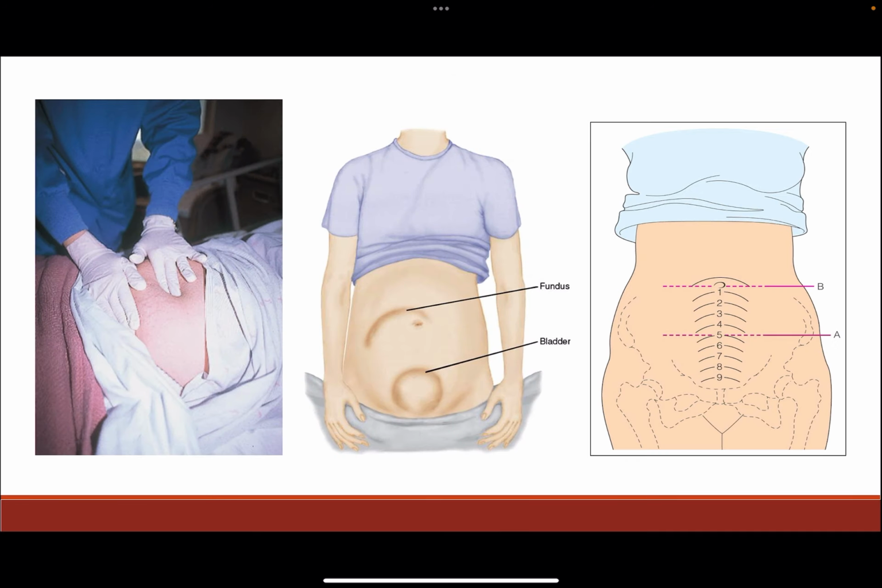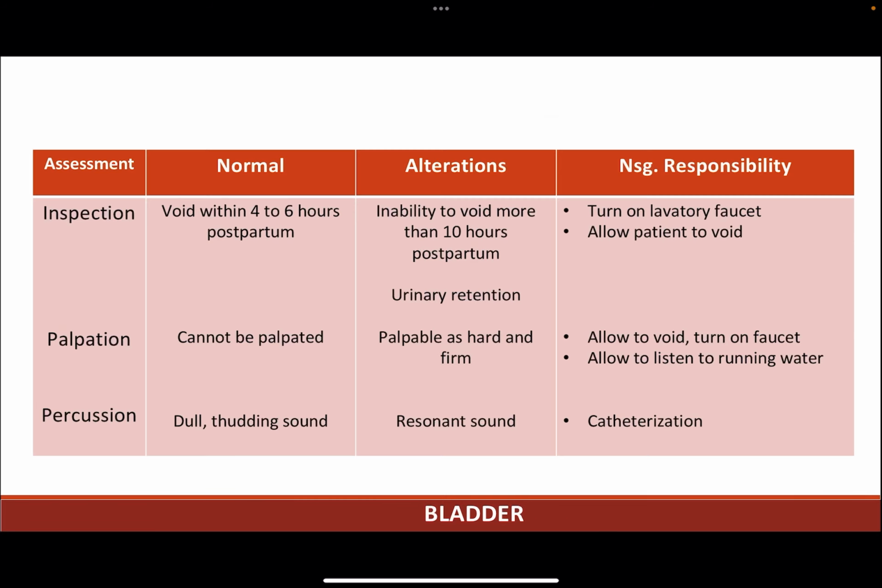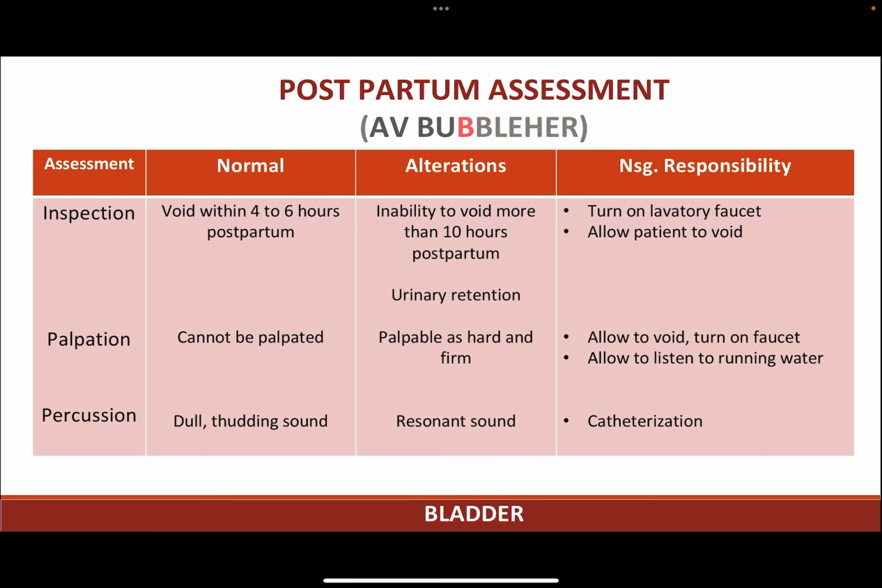So this is the bladder and this is the fundus. You may locate it if it has become firm or contracted. So upon checking for your bladder, inspect. The normal after delivery is 4 to 6 hours, she should have voided, or she should have urine output after delivery, 4 to 6 hours.